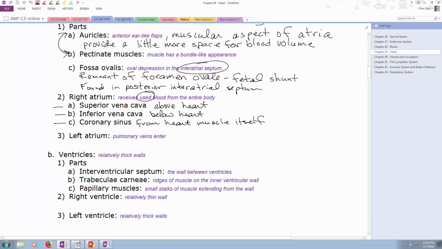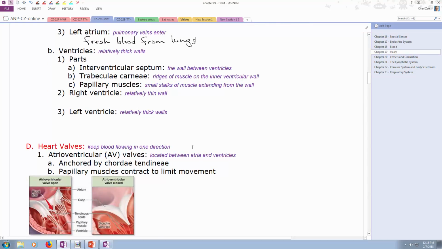When we take a look at the left atrium, what differs from the right is that pulmonary veins enter the heart, bringing fresh blood from the lungs. Fresh blood is oxygen-rich, carbon dioxide poor. So right atrium, used blood; left atrium, fresh blood. Therefore, that blood is now going to descend into the ventricles, which are the actual pumps. So let's take a look at some of the things associated with our ventricles.